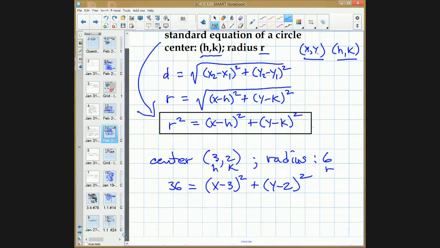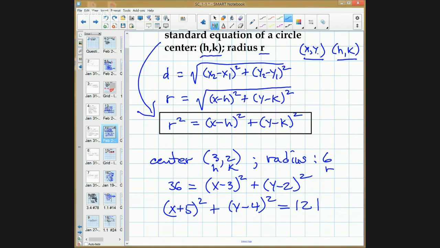Let's do one kind of in reverse. This time I'm going to give you the equation. Can you find the center and the radius? So here's a circle. I'm going to write it a little differently. X plus 5 squared plus y minus 4 squared equals 121. So you should see, if you look at this, that it is in that format up there. Sure, I put the r squared on the other side, but don't let that throw you off. I've got the r squared on the right here. Well, what's the square root of 121?